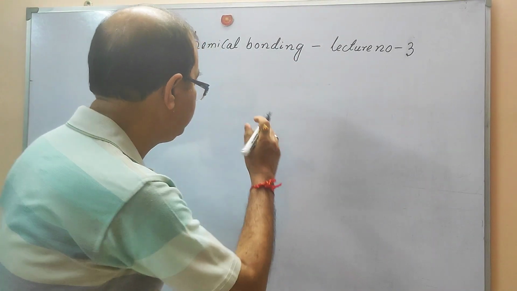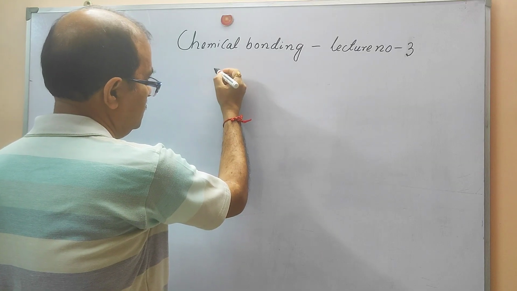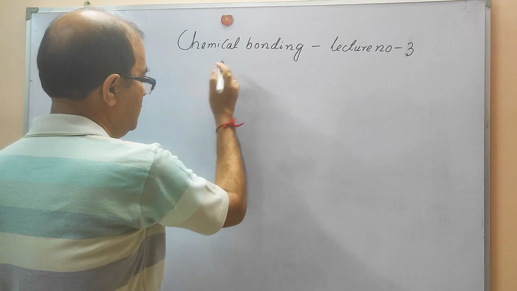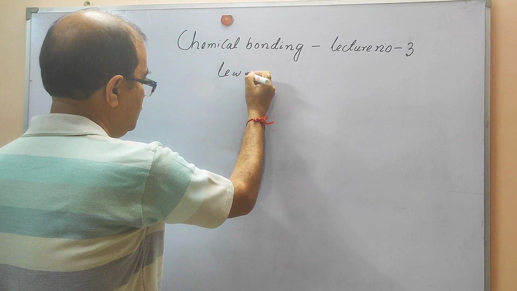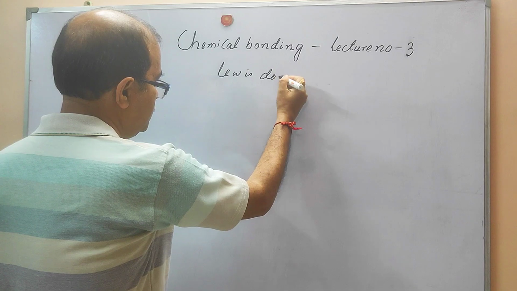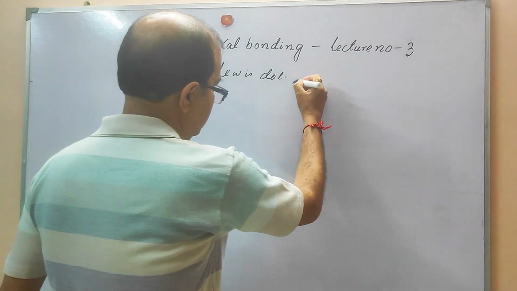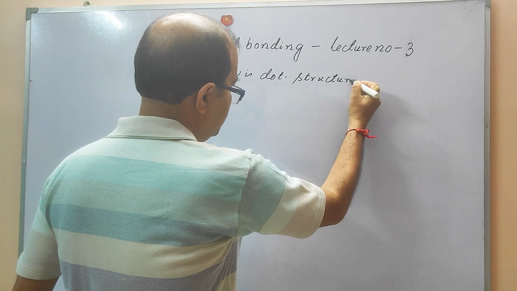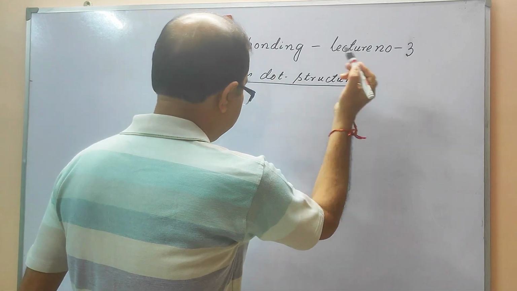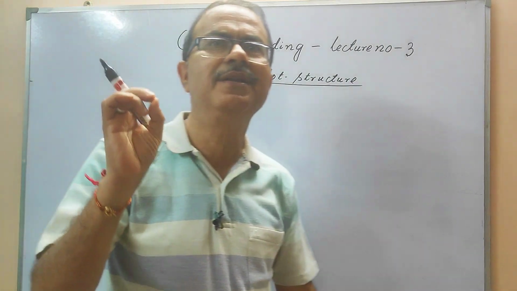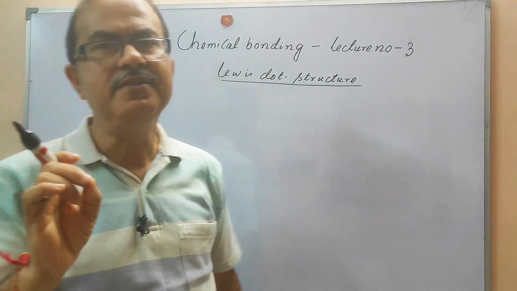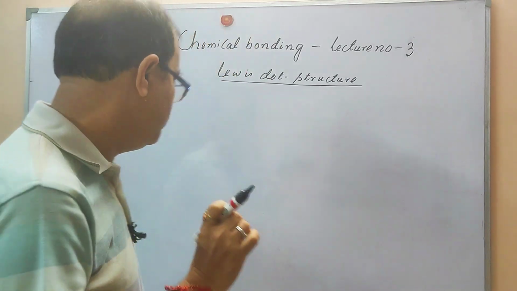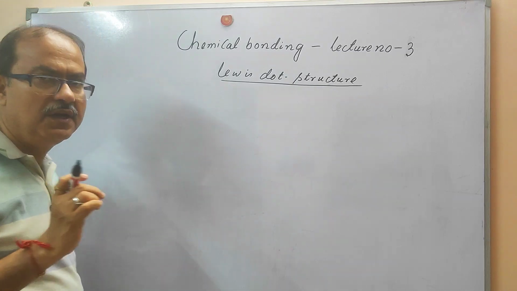So today we will learn the Lewis dot structure, how we can write it much more easily and comfortably. There are basically several steps, and if we learn these steps, you will be able to write the Lewis dot structure very easily.